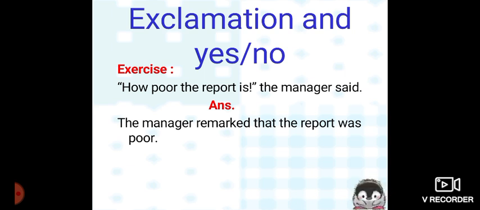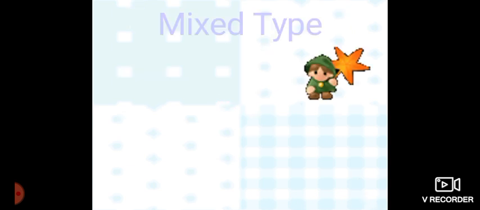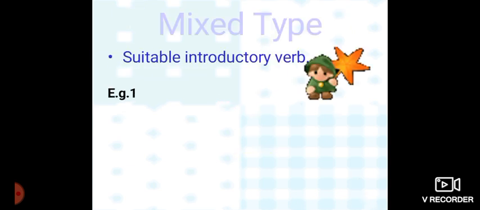How poor the report is, the manager said. So now he is remarking some mistakes of his worker, right? So the manager remarked that the report was poor. Okay. After that, we are going to see mixed type.